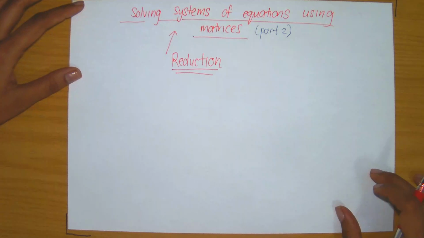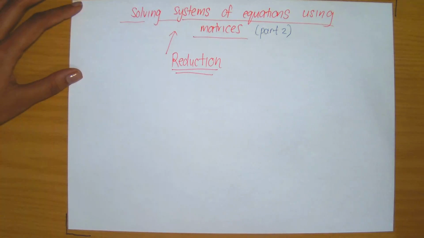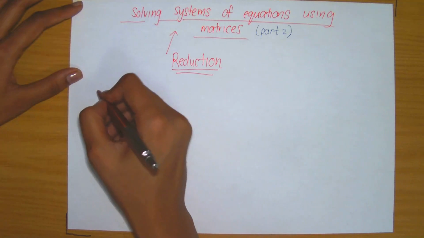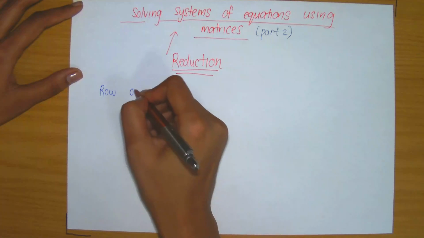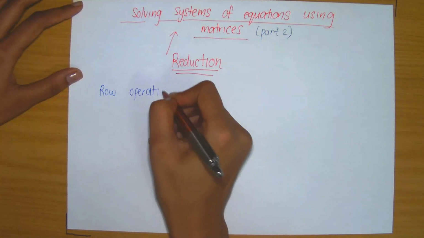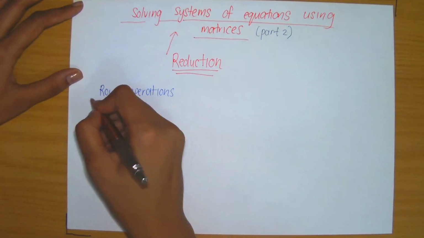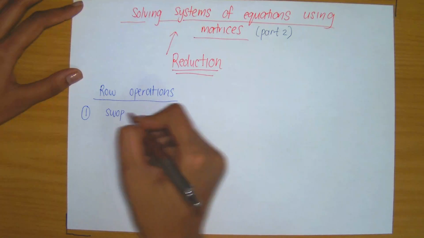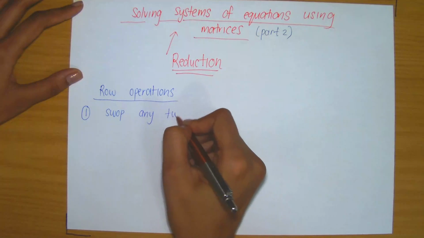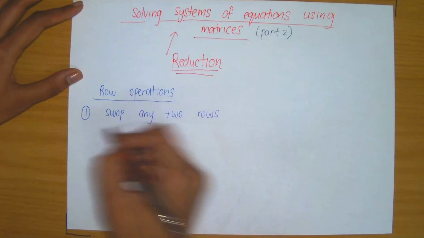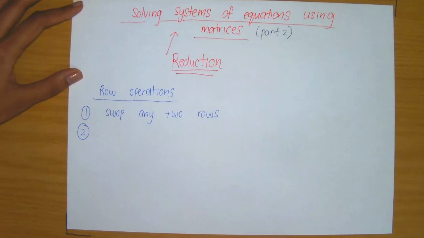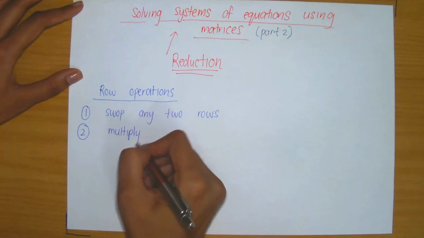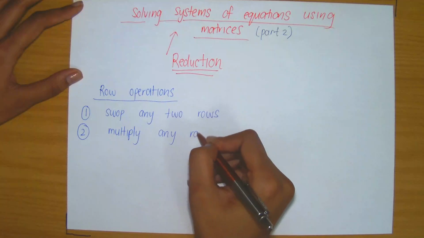So before we proceed to that, I just want to repeat the rules that we are allowed to use. So what are the rules? Remember, these rules are called row operations. So what are the 3 operations that I had mentioned previously? Row operation 1 is that we are allowed to swap any 2 rows. Row operation 2 says that we can multiply any row by a non-zero constant.